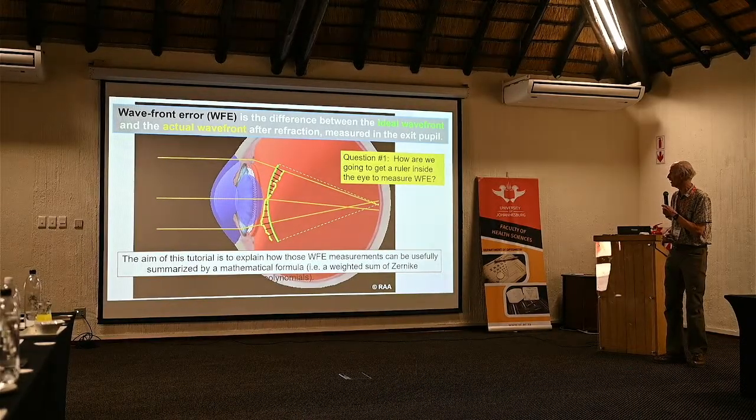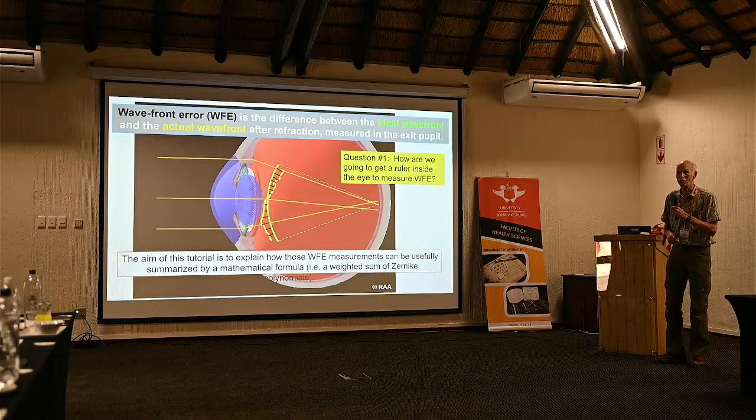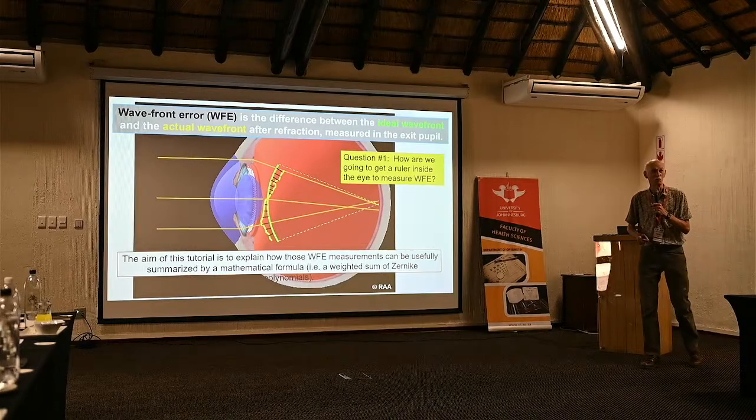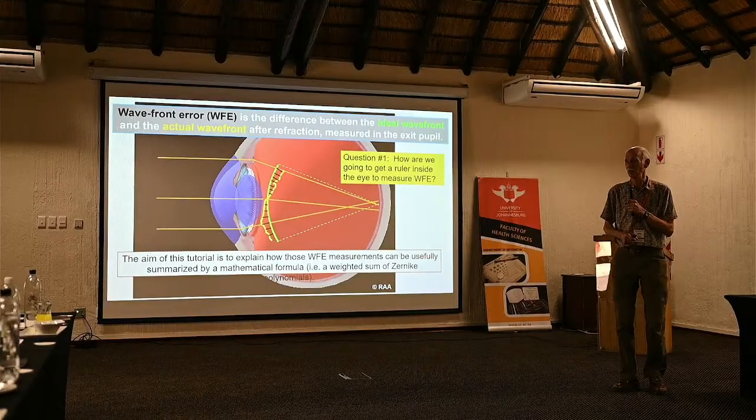One of the first questions you might have is, how am I ever going to get a ruler inside the eye to measure those little distances? It's all well and good to say, that's the distance, but that's a closed system. You can't get a ruler in there to actually measure it. And we're going to talk more about that.